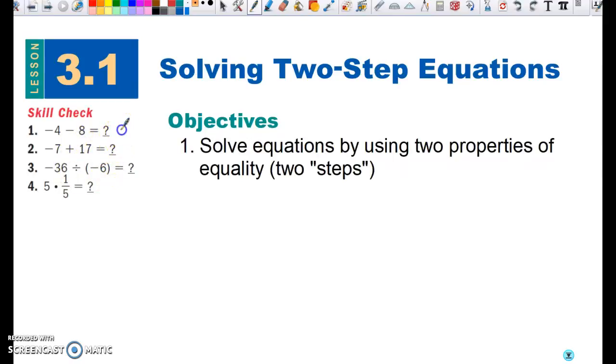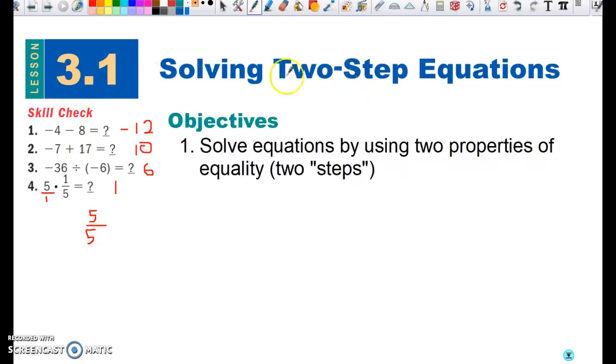Okay, now that you've done that, you know that the answer should be negative 12, 10, 6, and 1. This is an interesting problem because you have 5 over 1 times 1 over 5. So when you multiply top times top and bottom times bottom, you get the fraction 5 divided by 5, which of course is equal to 1.